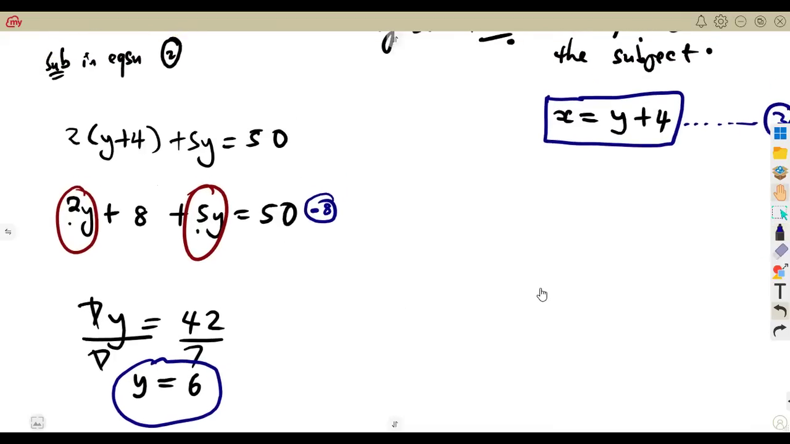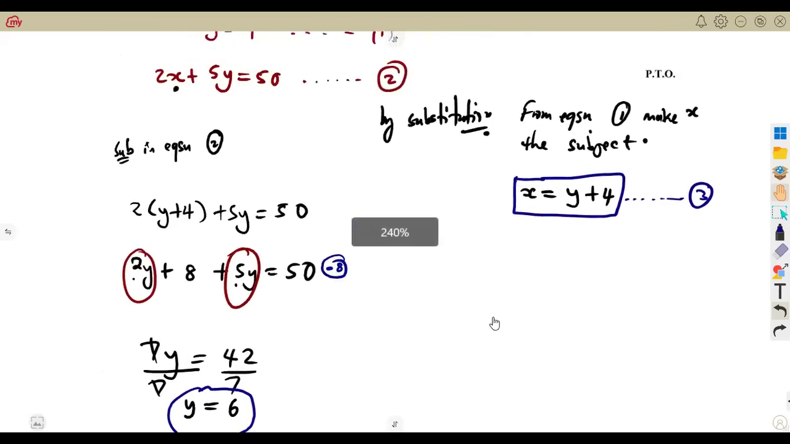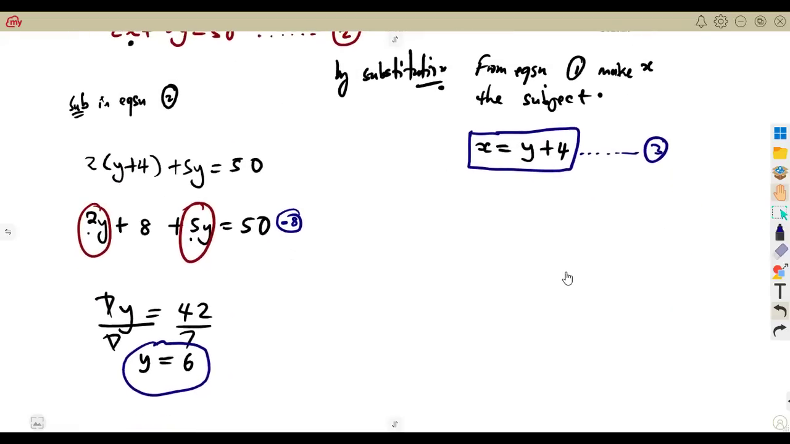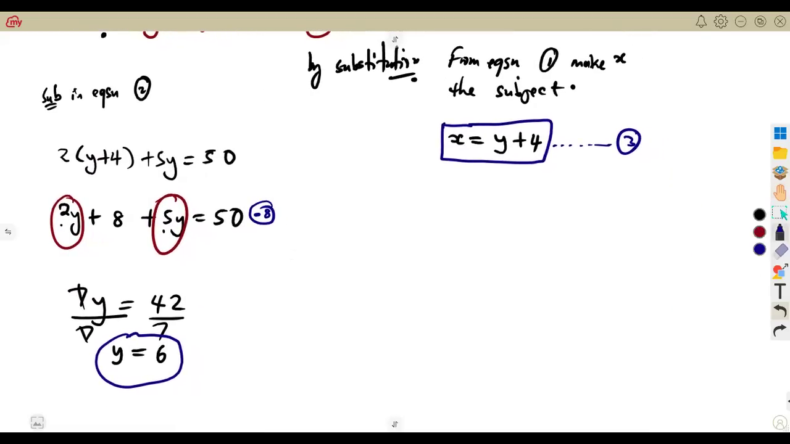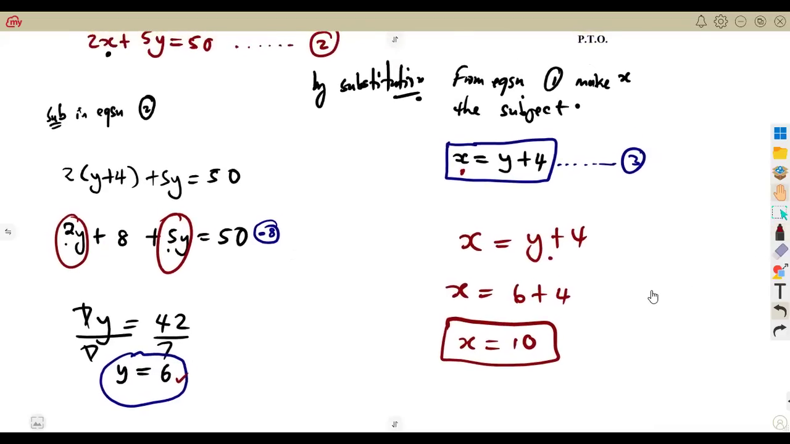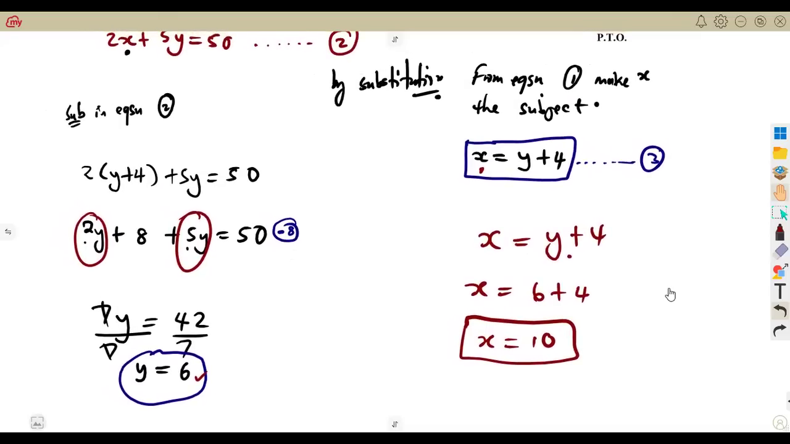With this value of y, we can substitute in any of these equations, equation 1, equation 2, equation 3, to find the value of x. But as we can see, it's easier for us to substitute in equation 3 because already x is the subject there. So substitute in this equation, x is equal to the value of y, which is what? 6. So 6 plus 4, that's x is equal to 10. So thus we have solved this simultaneously by using the substitution method.